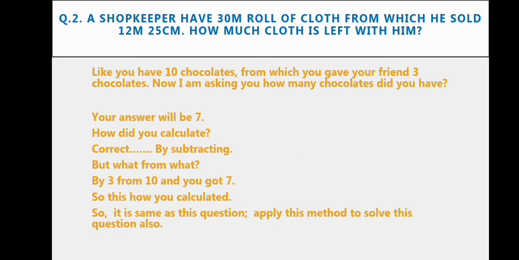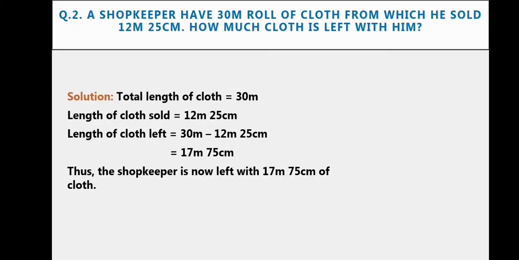So let's see the solution. Total length of cloth is equal to 30 meter. Length of cloth sold is 12 meter 25 centimeter. Length of cloth left is 30 meter subtracted by 12 meter 25 centimeter, that is equal to 17 meter 75 centimeter. Thus, the shopkeeper is now left with 17 meter 75 centimeter of cloth.